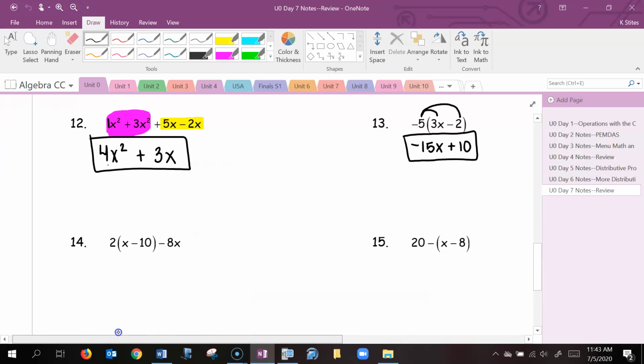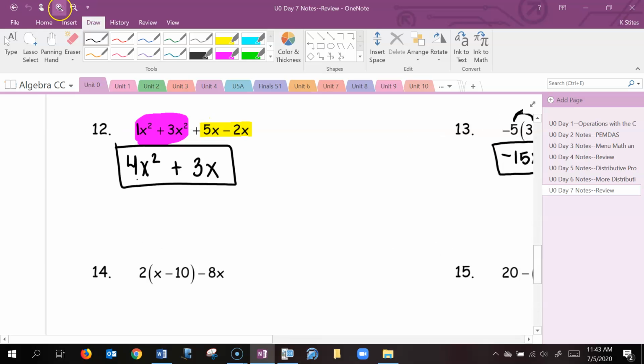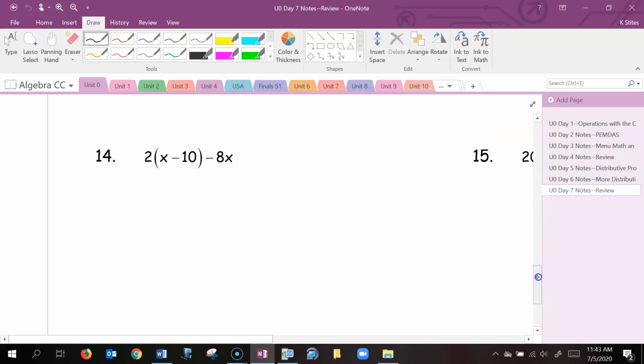All right, let's combine those two ideas with 14 and 15. So when you have distributive property and combining like terms in the same problem, you want to make sure you always distribute first. So you'll find your parentheses, you'll find your number in front of the parentheses, and you will multiply. 2 times x is 2x. 2 times negative 10 is negative 20. And then whatever is left over, you just bring it on down.